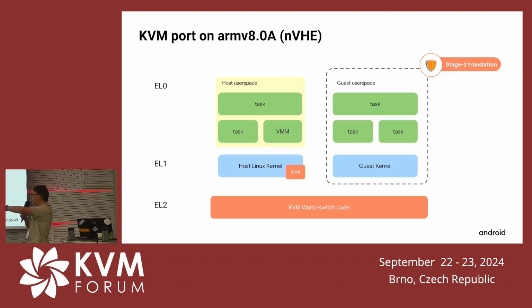And when you have this mode, you have this stage 2 translation table, which I think in x86 terminology is the EPT, and we use that for the guest so that you can map physical pages from all over the place to give it the virtualization illusion, and similarly, it means that the guest is contained. So this is just normal KVM on nVHE.